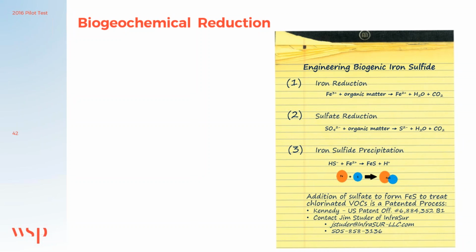Step two is the reduction of naturally occurring or introduced sulfate by sulfate-reducing microbes. Finally, step three is the rapid coordination of sulfide and ferrous iron to form a precipitate, iron sulfide. The step three process basically stores electrons from the fermentable electron donor within the ferrous sulfide minerals for later use.